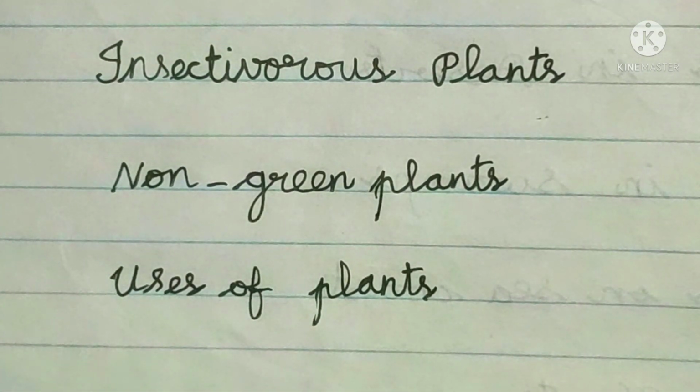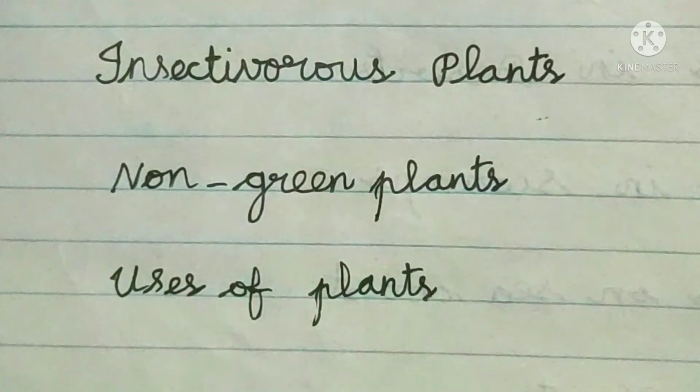Next, we can revise insectivorous plants. What are insectivorous plants? Plants that are carnivorous in nature and trap insects are called insectivorous plants. For example, Venus flytrap and pitcher plant.